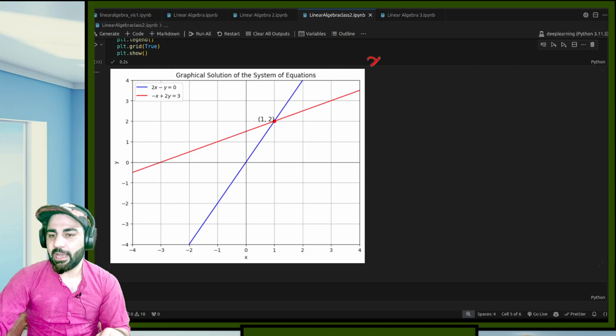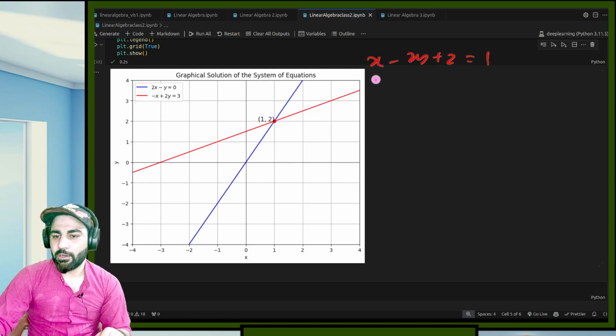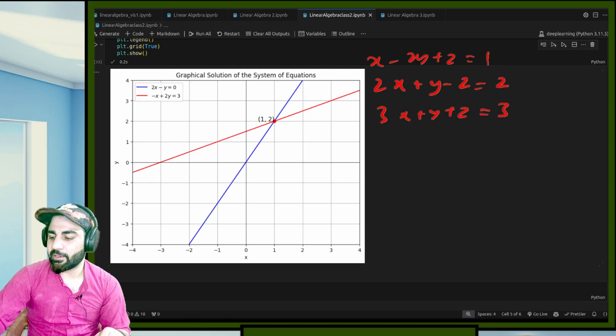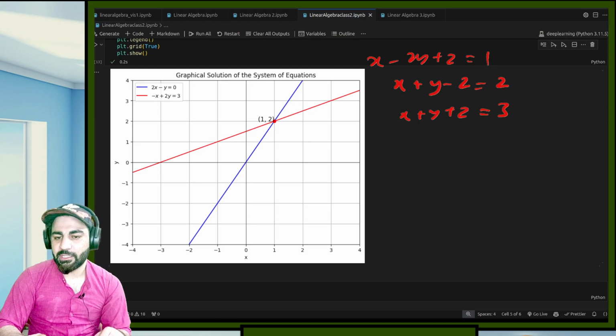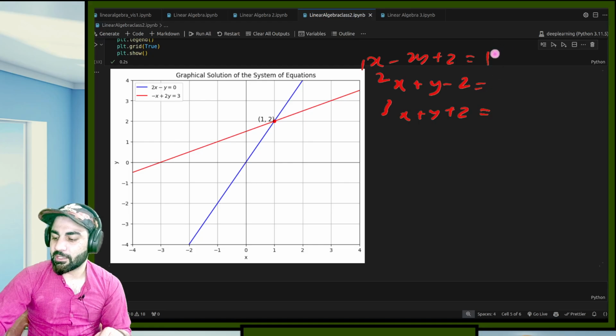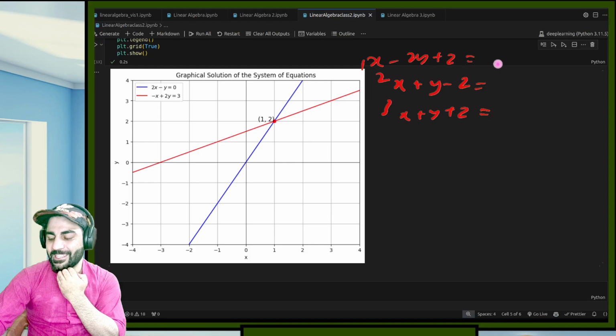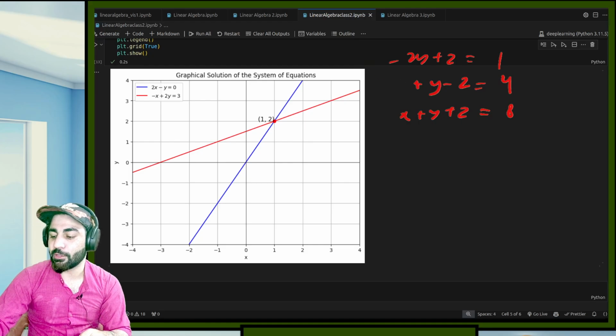Let's suppose the equations are x minus 2y plus z is equal to 1, 2x plus y minus z is equal to 3, and x plus y plus z is equal to 3. Pardon my handwriting if it is not visible. Let's change these coefficients to some other values, because I have to show you something. Let's keep them as 1, 2, 3, and change this to 1, 4, 8. I changed it because I have to do something with it. So these are my equations.